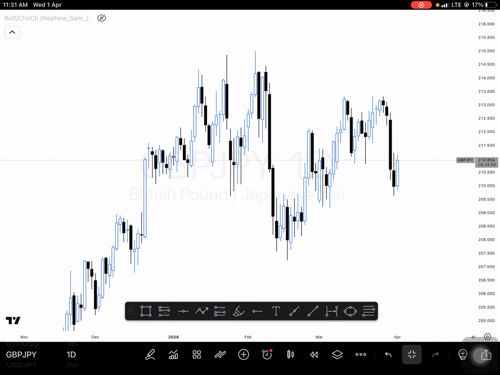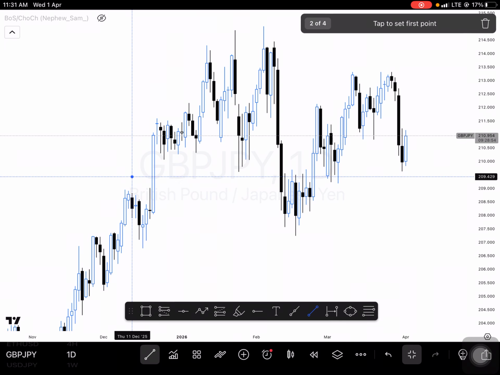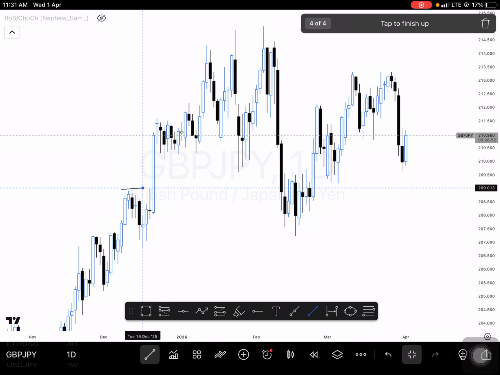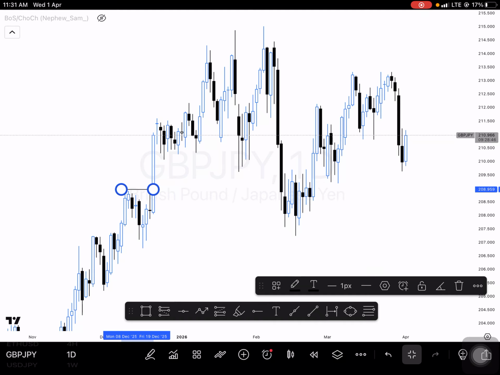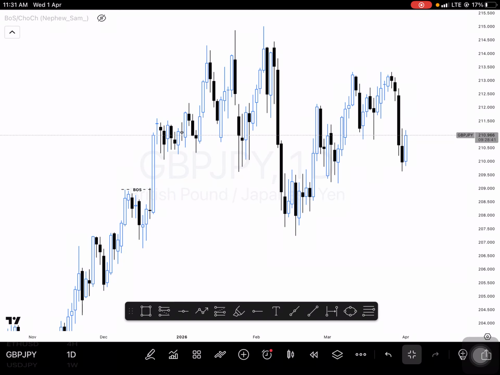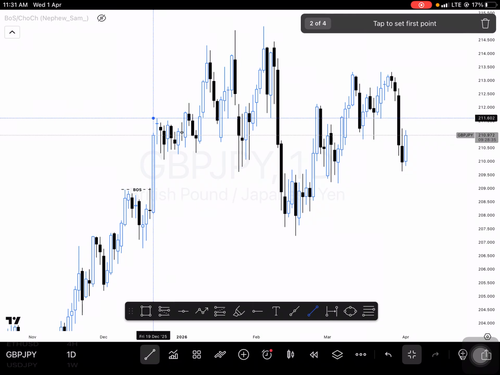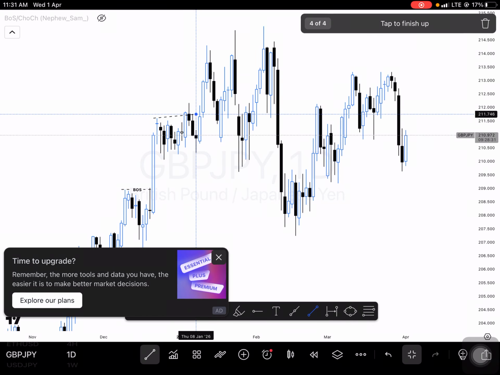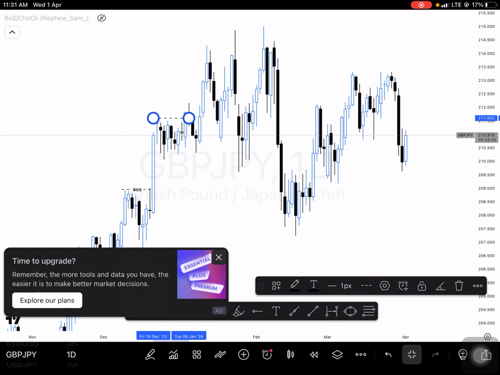So on the daily time frame, what you should know is that this is the last break of structure to the upside. We have this last break of structure to the upside. This is the break of structure to the upside. That's the last break of structure to the upside before the market gives us this fake break of structure to the upside.